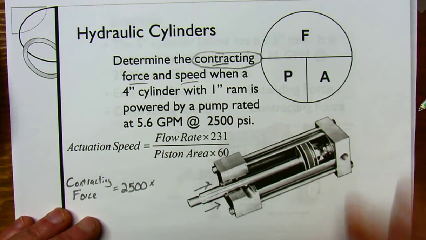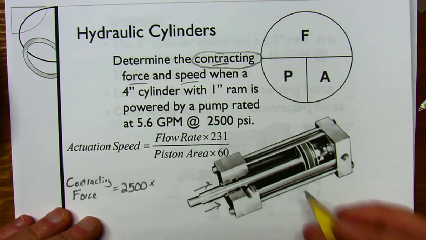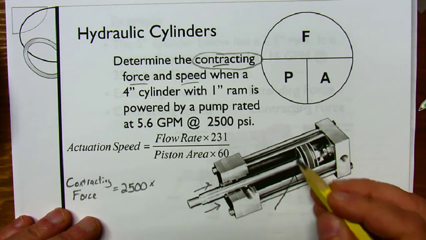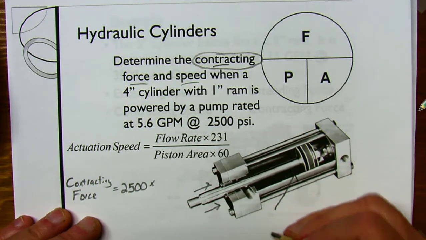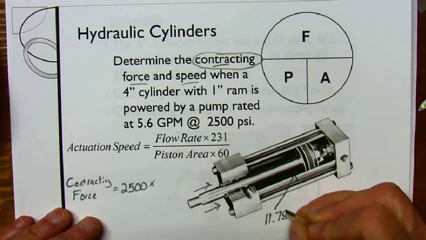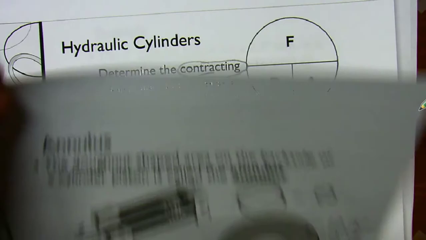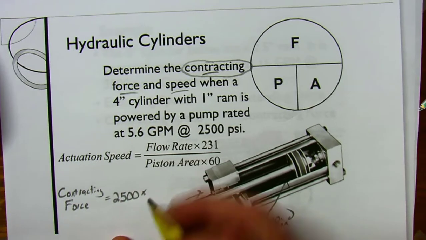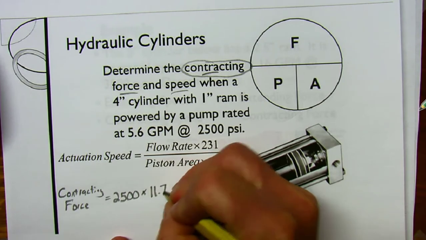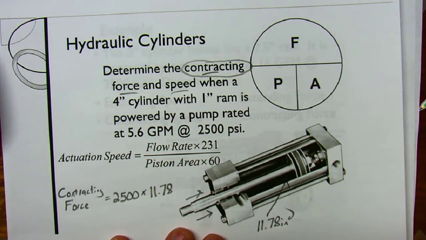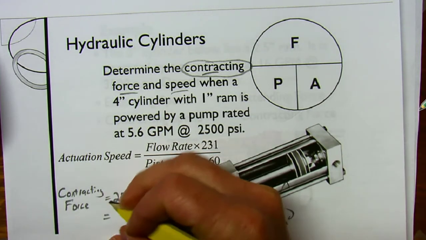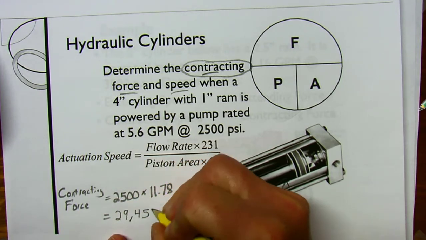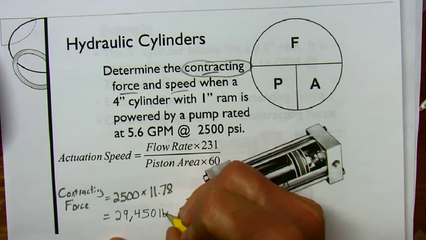Times our area. We just showed that that area, when we're pushing everything back in, we're going to be dealing with that area of 11.78 square inches. That's the result we got just a minute ago. So 2,500 psi times 11.78 square inches. Our contracting force is 29,450, and again that's a force, so those are pounds.